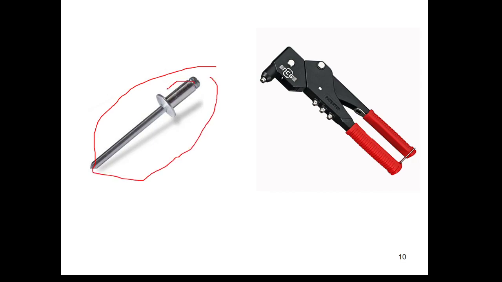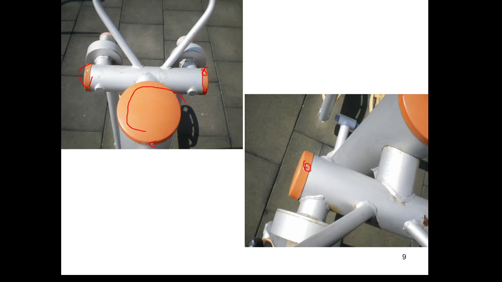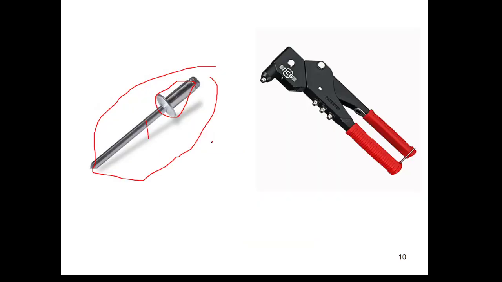The rivet is over here. This part is just a pulling rod, to be able to deform the rivet. It is a special one, used in such a case where one side of the joint is closed, not open to the atmosphere. This needs a special tool, special pliers.